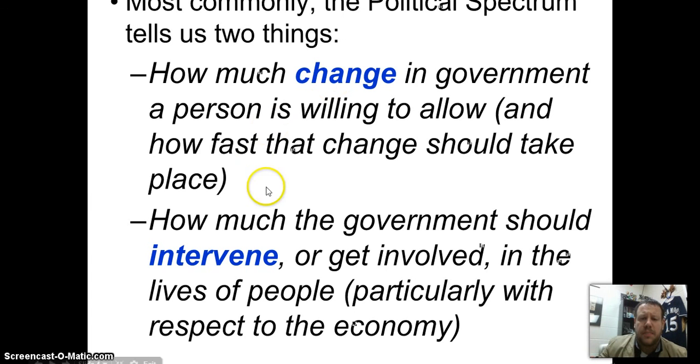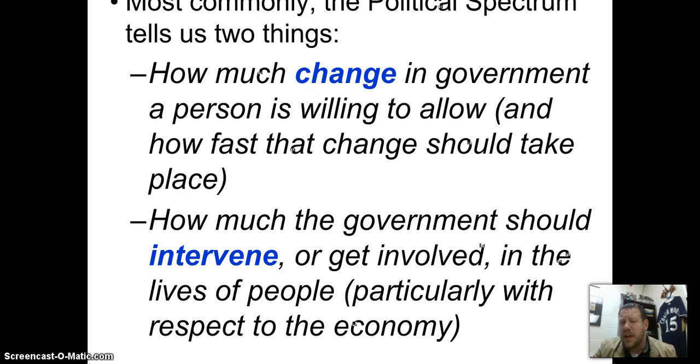The other part is how much the government should get involved in the lives of people, especially the economy. How much should the government regulate what people do? That could be everything from minimum wage to welfare programs, to public schooling. All that kind of stuff plays a role in this. The question is how much should government get involved and say what you have to do.